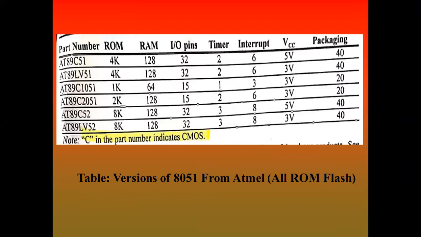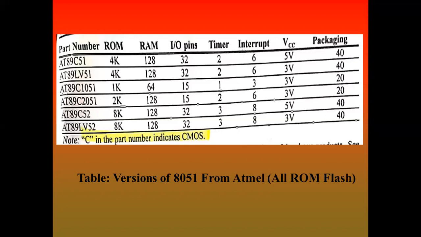Where C stands for CMOS, complementary metal oxide semiconductor, and the ROM, RAM, input output pins, timer, interrupt, and VCC, meaning how much supply is required. Then packaging means how many pins are in the IC, for that particular version of the microcontroller.